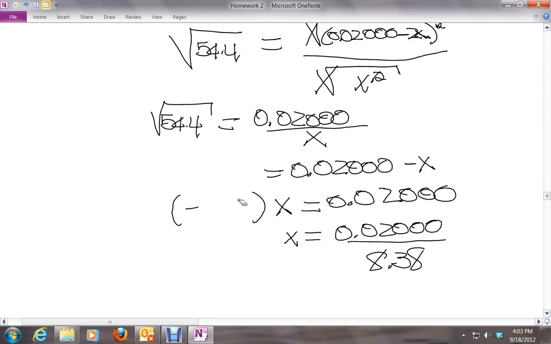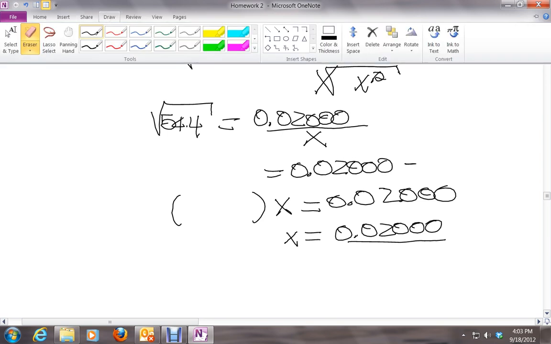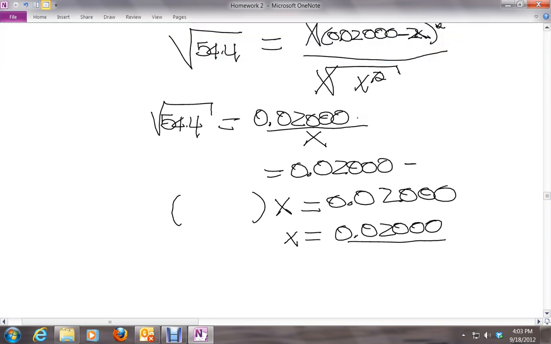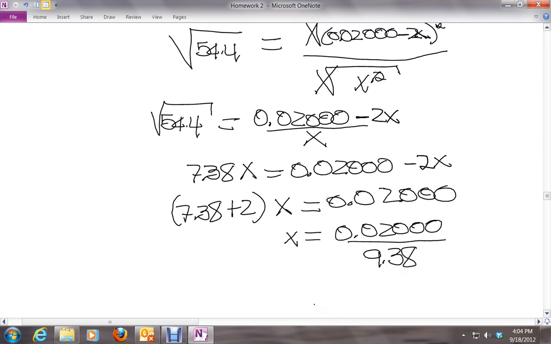Oh no, hold on. So this is going to be minus 2x, identical, but it's minus 2x, and it's 7.38, and we got this up, x, so this would be 7.38 plus 2 instead of 1, so it's going to be 9.38. So this x is going to be equal to 0.02 divided by 9.38 equals 2.13 by 10 to the minus 3.